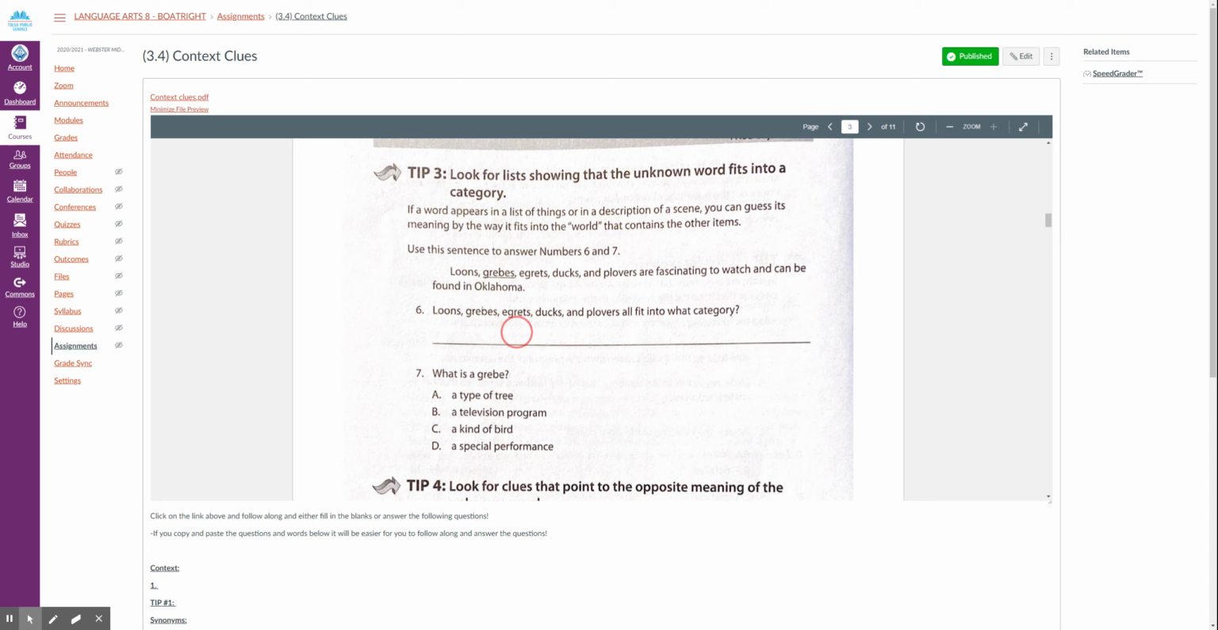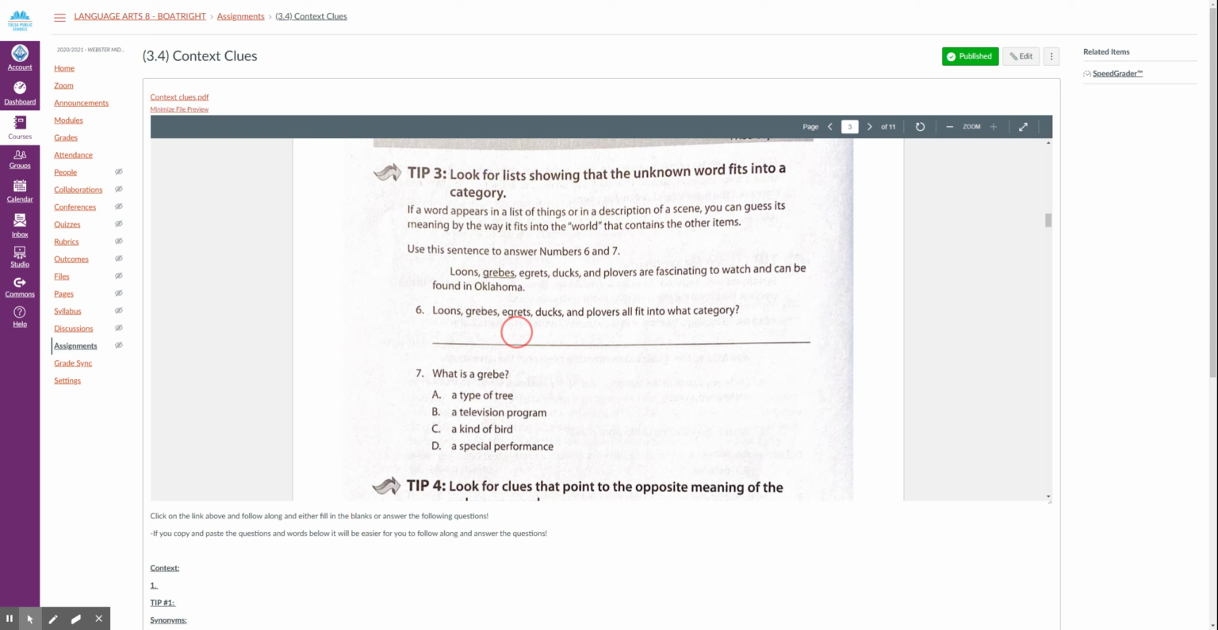If a weird word appears in a list of things or in a description of a scene, you can guess its meaning by the way it fits into the world that contains the other items. So use this sentence to answer numbers 6 and 7.